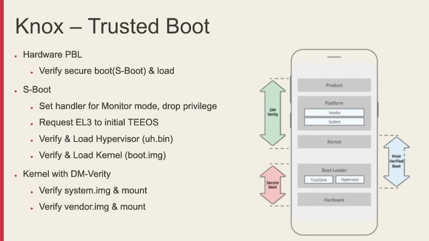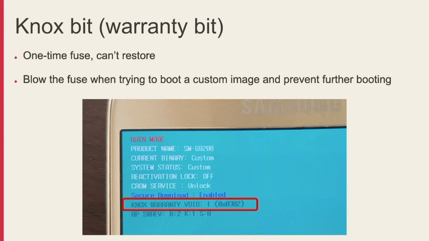Next, Secure Boot will launch the boot image or the required image if its signature is valid. If the signature is not valid, Secure Boot will boot the image with an additional action, which is blowing the Knox bit. What will happen if the Knox bit is set? The provision of Samsung's warranty depends on the Knox bit, also called the warranty bit. Trying to boot an unofficial boot image will tamper with the Knox bit.